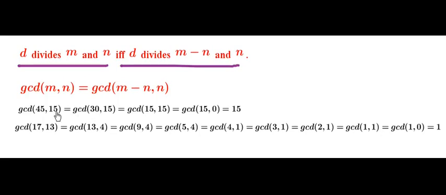Okay, so let me take two more examples for better understanding. I have taken these two numbers 45 and 15, and I want to find out the GCD of these two numbers, and I will use this particular recurrence which we have derived from this lemma. After the first iteration, we will get these two numbers 30 and 15. After the second, we will get these two numbers 15 and 15, and ultimately we will get 15 comma 0, and we know GCD of 15 comma 0 is nothing but 15. Now let me consider these two numbers 17 comma 13, and after 8 iterations we will get 1 as the final answer.